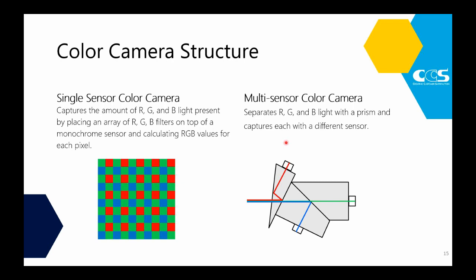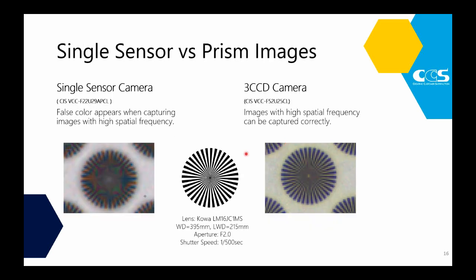There are also multi-sensor color cameras where essentially the light comes in and hits a prism. The prism directs each wavelength of light in a different direction, and then there's a sensor there interpreting that wavelength for the color image. So the difference between these two is that a single sensor camera will have false colors for images with high spatial frequency, and the 3 CCD cameras will capture them correctly.